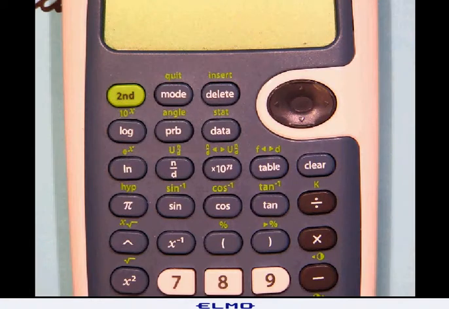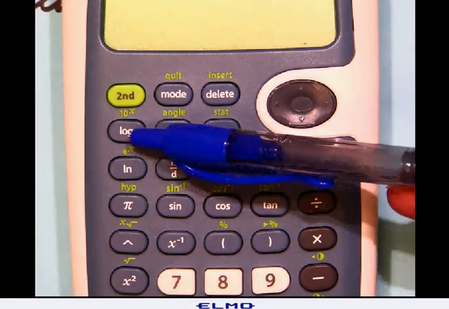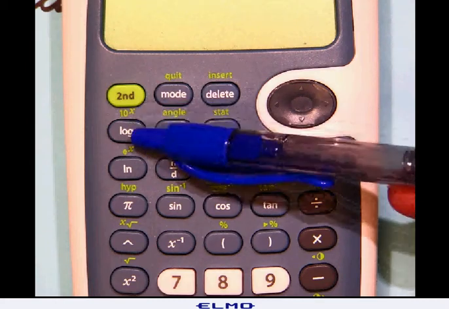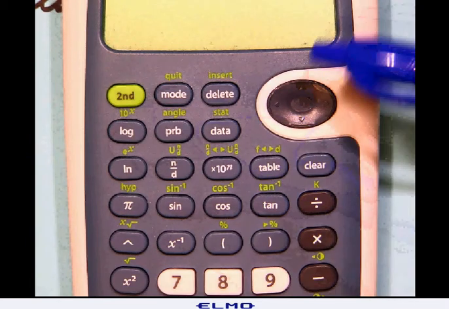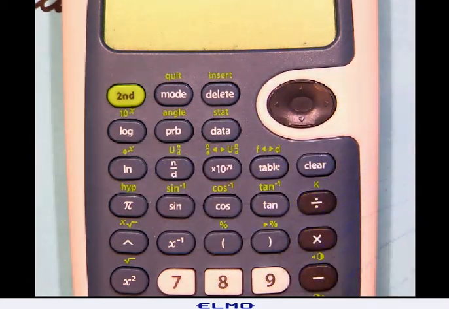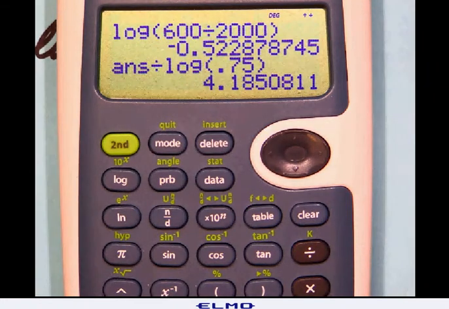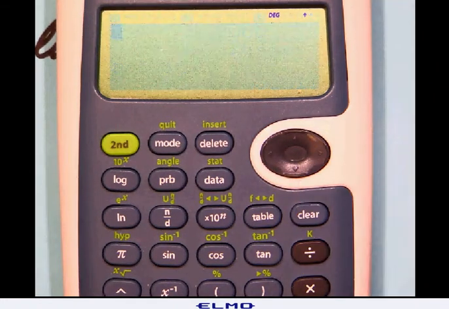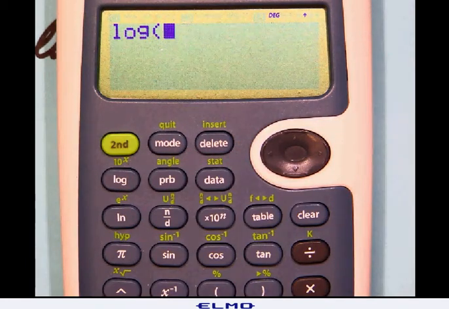With our second button, we can also raise numbers to powers, so the second function on the log is the 10 to the x button, and also we have this e to the x button here. So we might take a minute or two to play with these buttons just a little bit. So let's turn our calculator on and clear it. Let's go in here and hit the log, and let's remember some things that we've talked about.